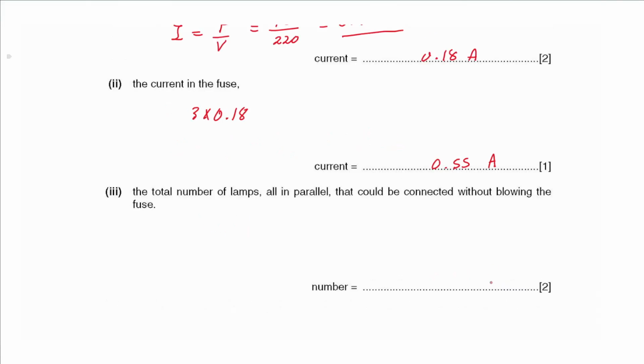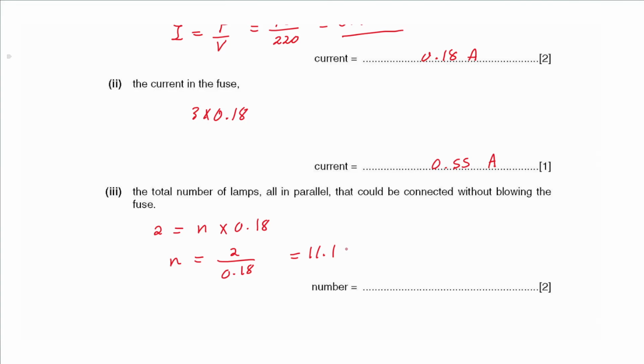Triple I requires a total number of lamps all in parallel that could be connected without blowing the fuse. So if the total current is equal to the number of the branches multiplied by the current in each branch, we can write that as 2, the maximum current, is equal to unknown number multiplied by 0.18. So the number of lamps is equal to 2 divided by 0.18 recurring. That gives an answer of 11.1 recurring. So it's either 12 or 11.